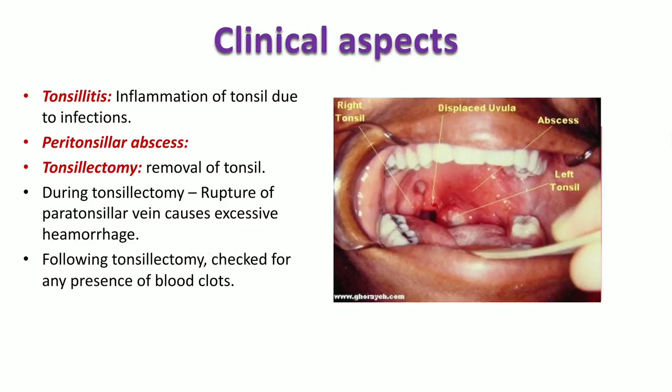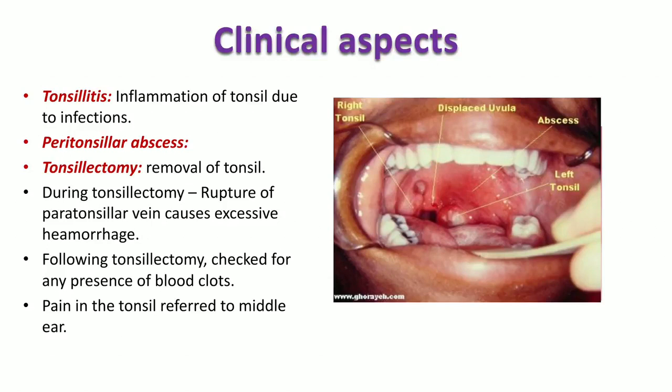If hemorrhage occurs within the first 24 hours after tonsillectomy, or after 24 hours, then you should try to arrest the hemorrhage, and also check for any blood clots. Then pain in the tonsil is also referred to the middle ear because of the glossopharyngeal nerve. Because the glossopharyngeal nerve supplies the middle ear as well as the tonsil, referred pain is felt in the middle ear.